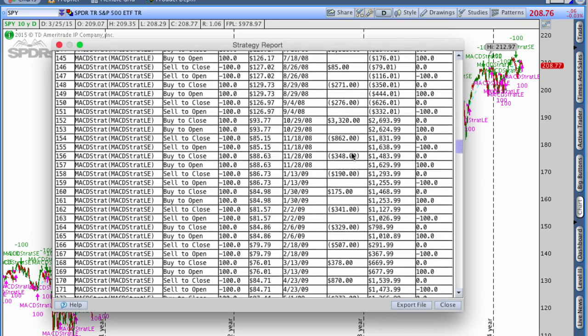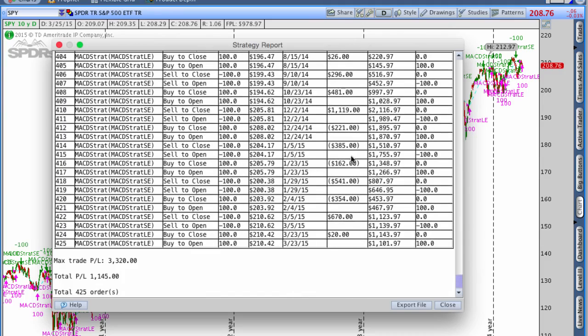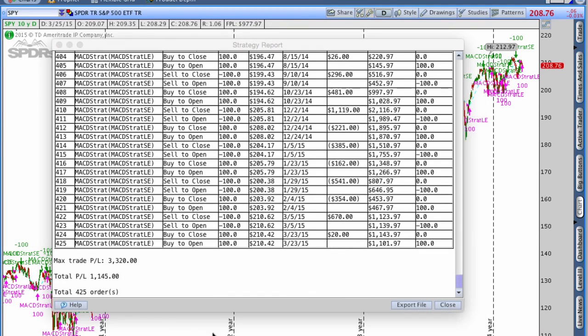You go down to the very bottom of the report, and you can see that at the end of 10 years trading just this MACD exactly how it was set up, you had a total P&L, or profit and loss, of $1,141. Now, that to me isn't that great given that you're trading 100 shares of the S&P 500. It doesn't seem like you made that much money, but you still made money at the end, and the number of trades that you entered was about 425 different trades. So commissions obviously would have taken a lot out of that profit and loss, but that's not counted in this.